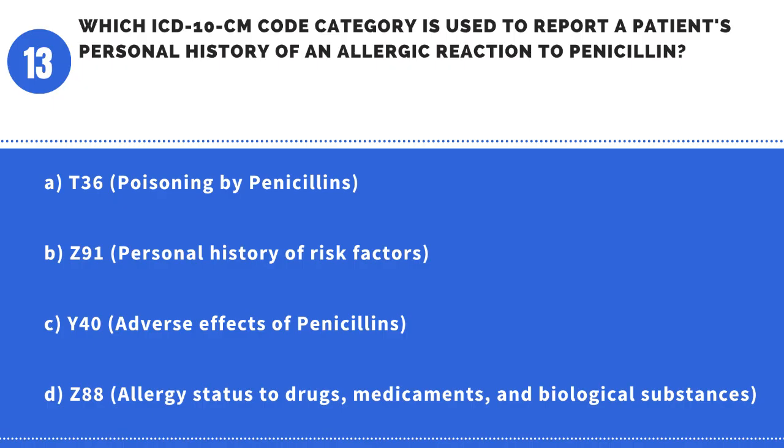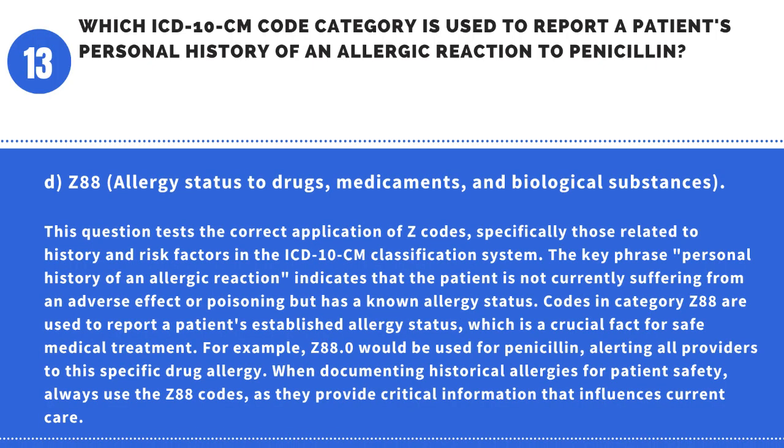Question 13. Which ICD-10-CM code category is used to report a patient's personal history of an allergic reaction to penicillin? A. T36, poisoning by penicillins. B. Z91, personal history of risk factors. C. Y40, adverse effects of penicillins. D. Z88, allergy status to drugs, medicaments, and biological substances. Answer: D. Z88, allergy status to drugs, medicaments, and biological substances.